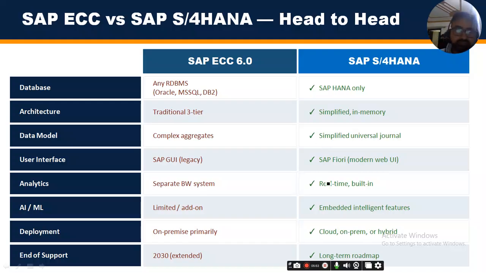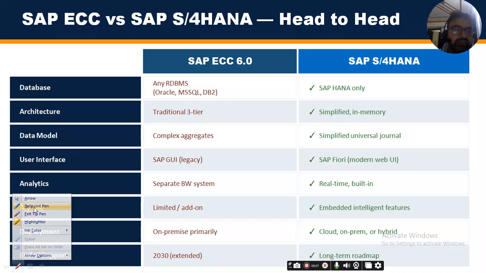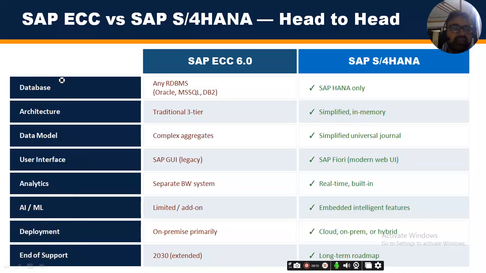So now let's start. In ECC, here we can see, just check my pointer, I am highlighting, here we can see the database. We will bifurcate and discuss one by one with specific technical words: database, architecture, model, user interface, analytics, AI, multiple development and support. So, what is the database?